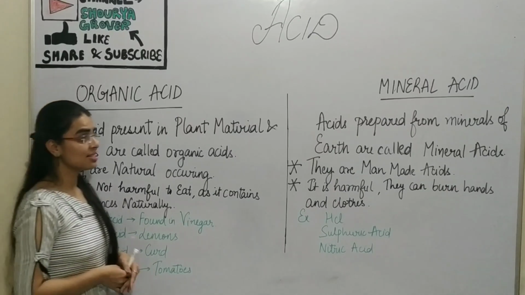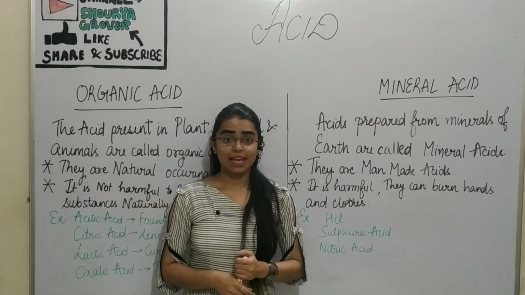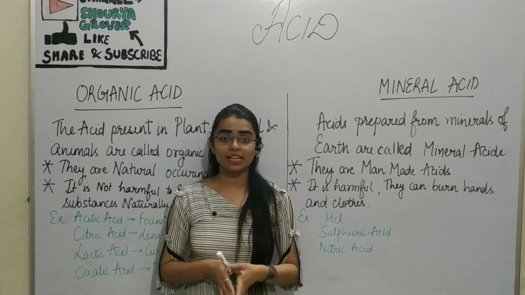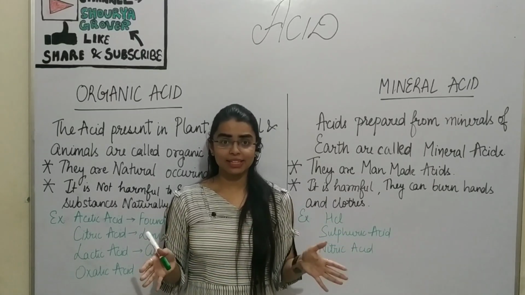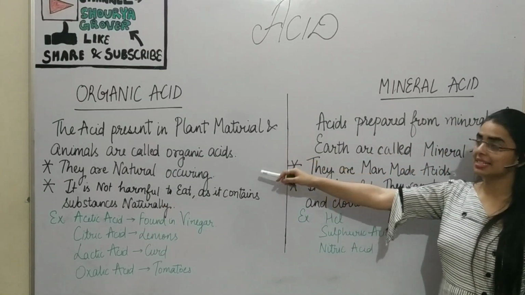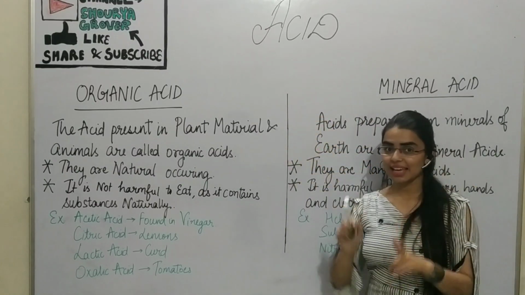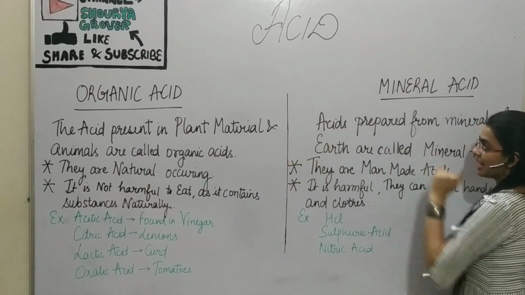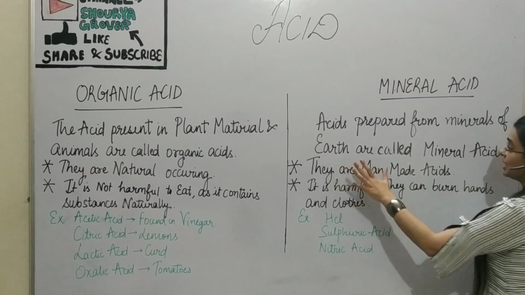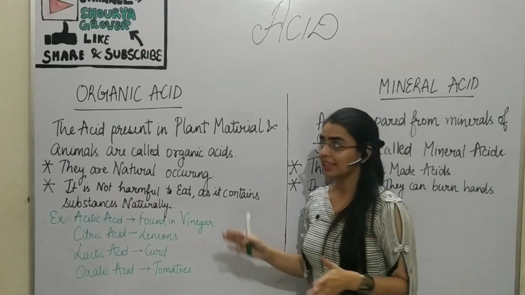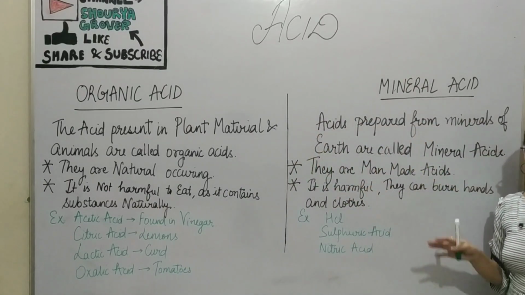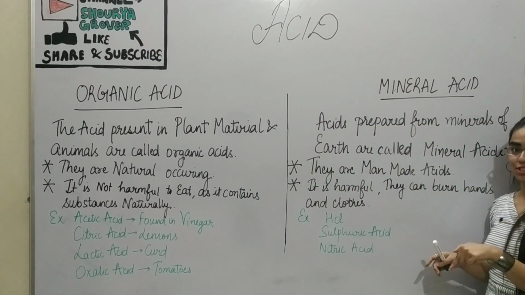Now, I am moving towards the mineral acids. Now students, as I told you, I have made organic acids on one side and mineral acids on the other side. So why not learn them together? See, as I told you, organic acids are the acids present in plant materials and animal materials. But mineral acids are prepared from minerals of the earth. Organic acids are present naturally in plant and animal materials, but mineral acid is present in minerals in the earth's crust.